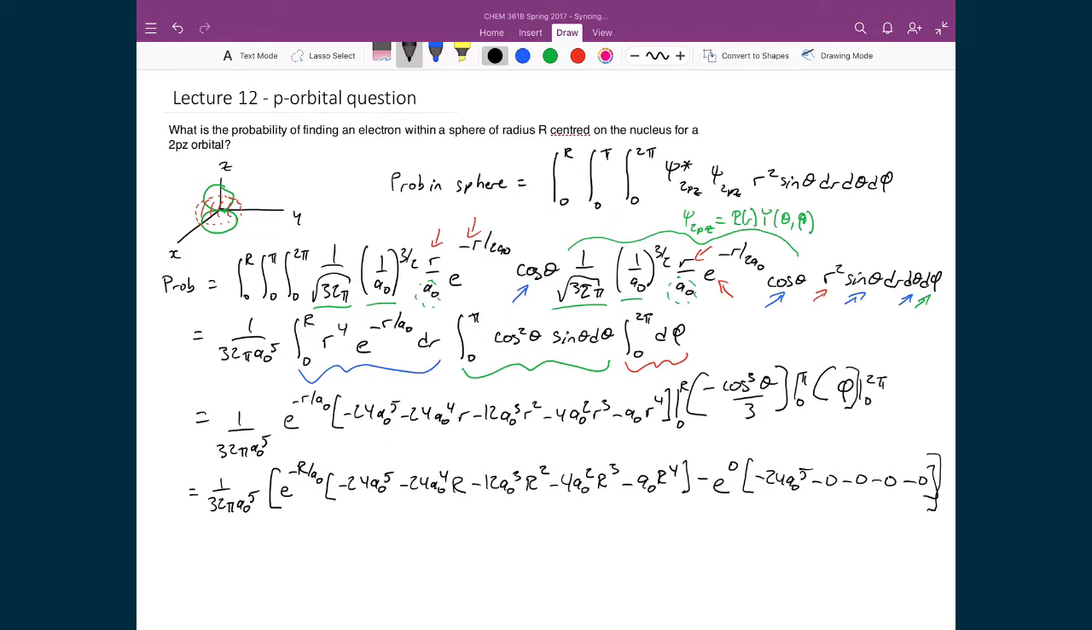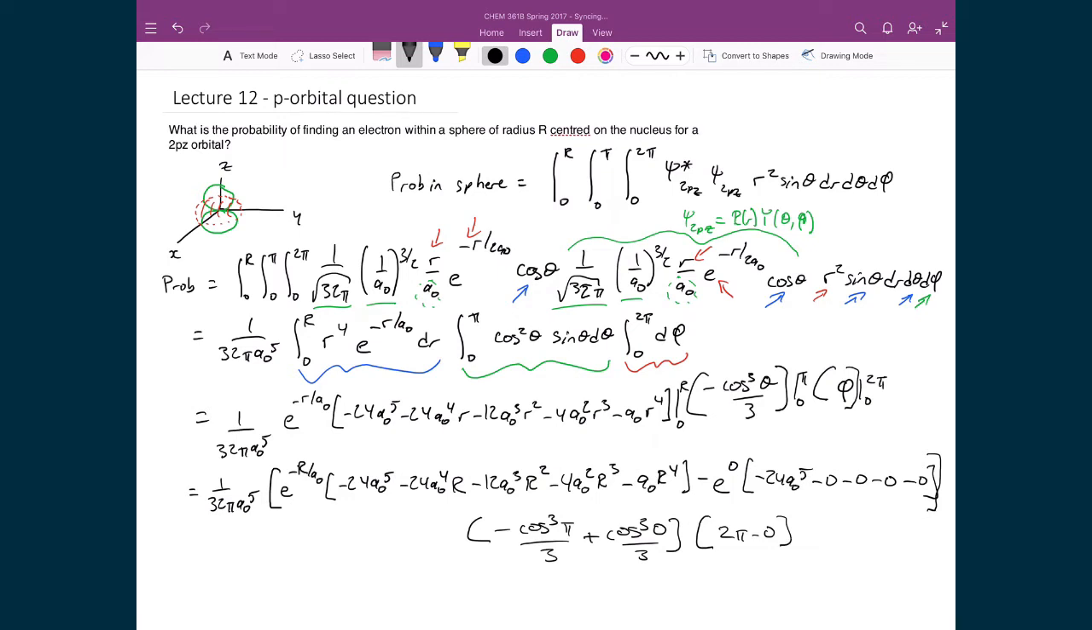We then have our term in theta. Well, in that case, that's negative cosine cubed pi over 3. Minus minus gives me a plus cosine cubed 0 over 3. And then finally, we have our final term, our phi, and that's just evaluated between 2 pi and 0.